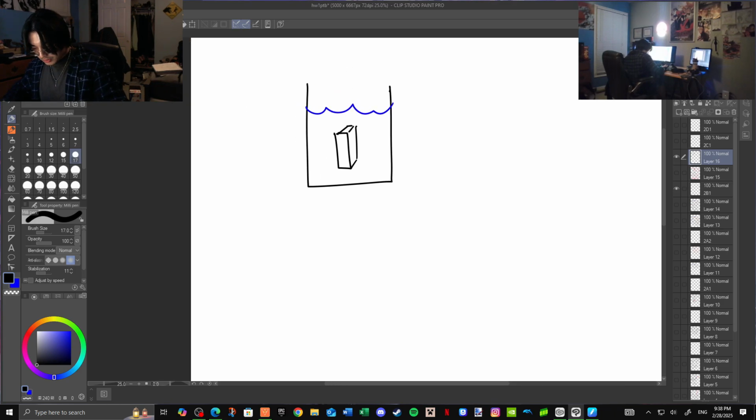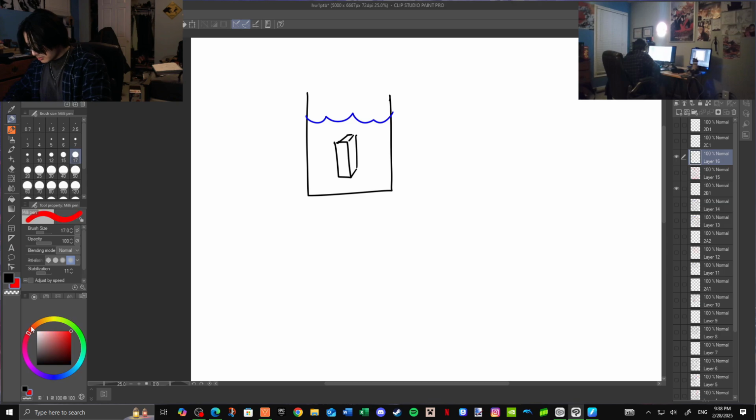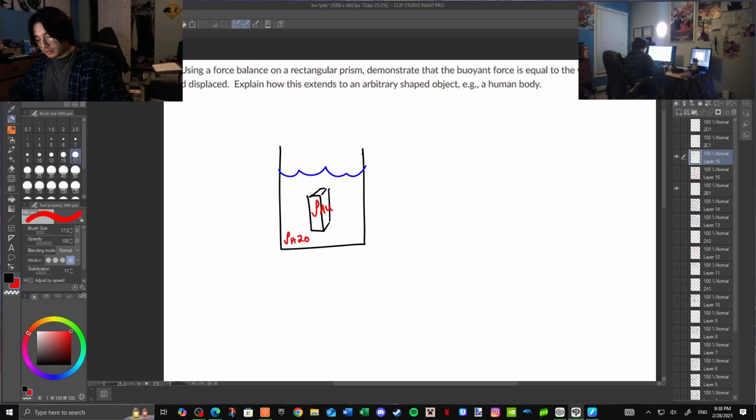In that rectangular prism, we'll have a specific density. In class, we made it have a density equal to the density of gold. In the fluid, we just made the fluid water. So in this case, fluid will have the density of water. And the rectangular prism will have a cross-sectional area of A. And so we need to find the buoyant force.